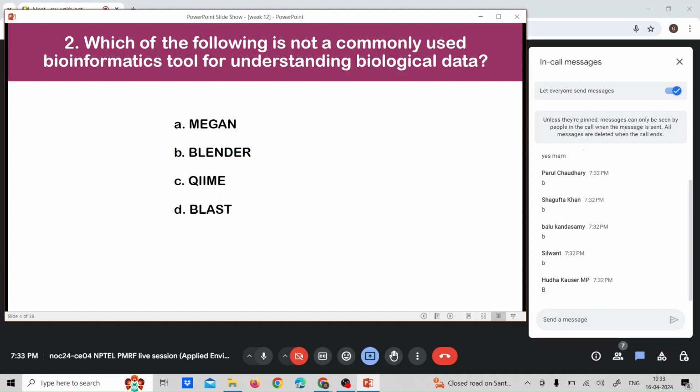Okay, I'll just give you a few minutes to think and answer. You can answer about any of the four options. If you know about Megan, you can type about Megan. If you know about Blender, Kime, or Blast, whichever thing you know, you can just type in the chat box and then we'll discuss.